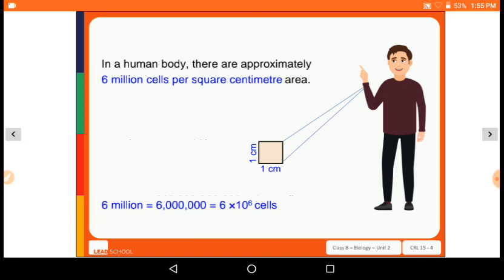In a human body, there are approximately 6 million cells per square centimeter area.